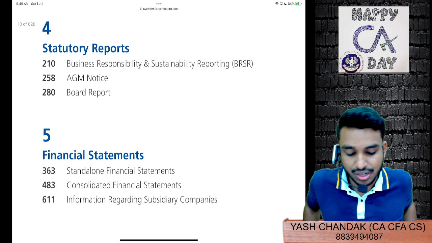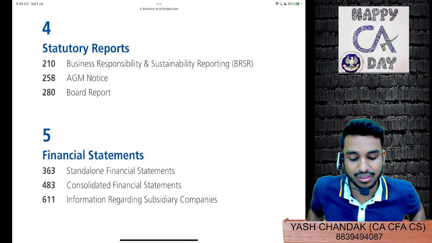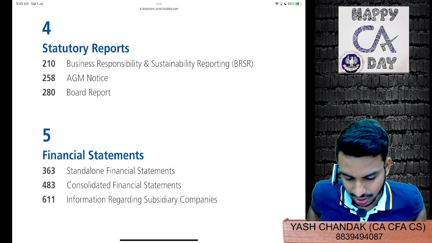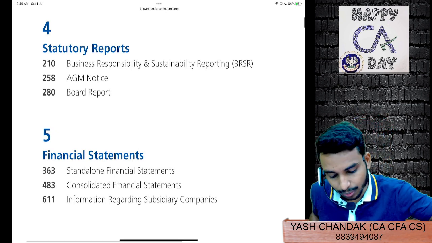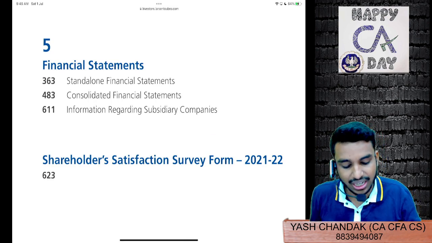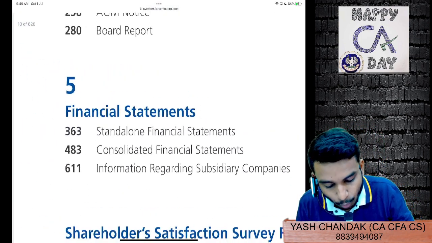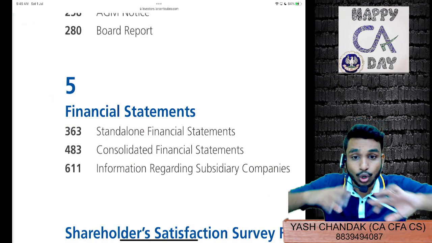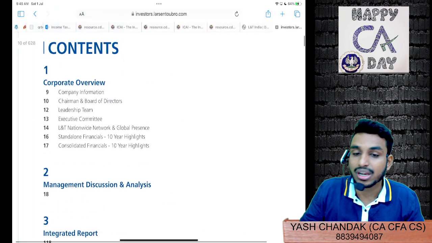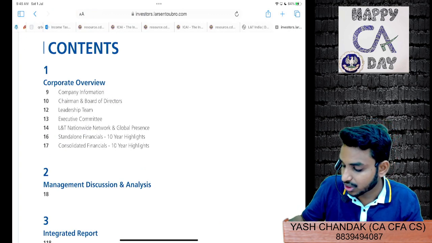statutory reports like business responsibility and sustainability reporting, BRSR. This is a new requirement which was implemented in 2021. Then AGM notice, your board report, standalone financial statement, CFS, and information regarding subsidiary company. So the fifth point is only financial statement. Rest all the points that you are seeing is other information.